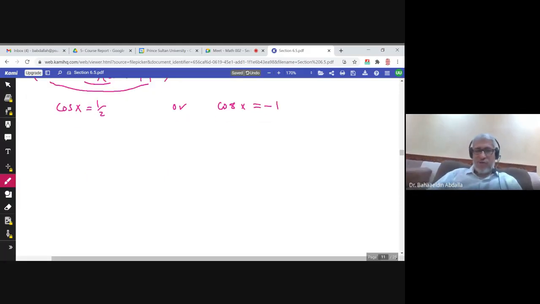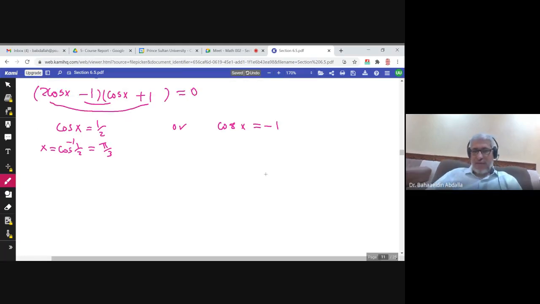So let us solve cosine x equals half. Using the calculator, x is cosine inverse half. Ask the calculator to find cosine inverse half. It will say pi over 3. So pi over 3 is our reference angle. You have to remember that we have pi over 3 and 2 pi over 3 and 4 pi over 3 and 5 pi over 3.